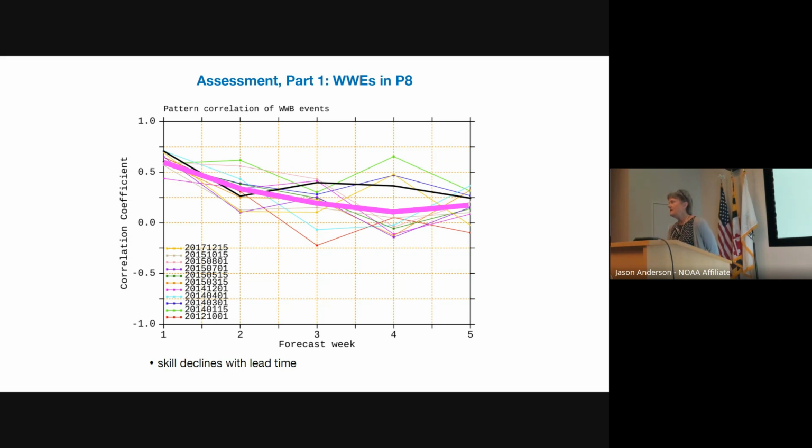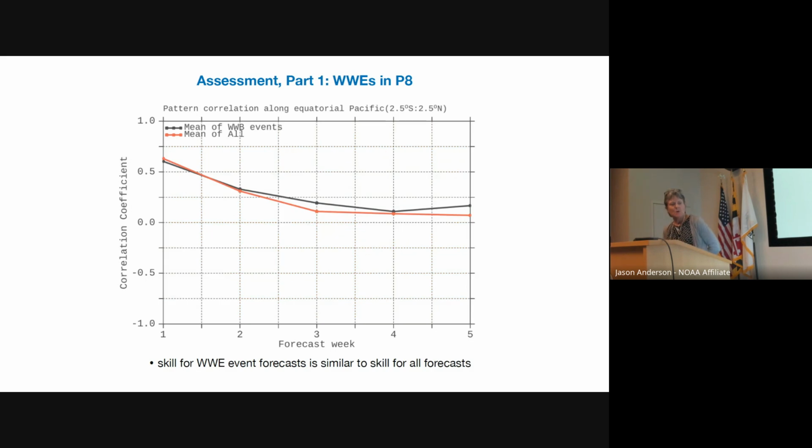We did wonder if the skill would be higher for these westerly wind events, since we assume they are associated with large-scale organized convective systems that may persist farther into the future than forecasts that were initialized during non-westerly wind event periods. But we find that the skill, at least using the measure that I just showed you, does not vary tremendously between the 11 westerly wind events shown in black and all forecasts that are initiated.